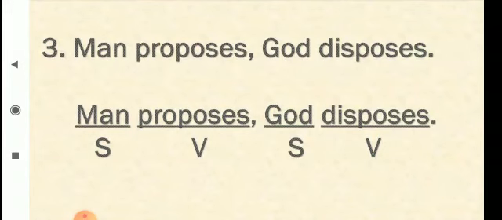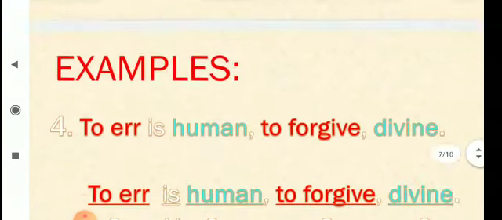And now we see the parallel grammatical structure. Man, subject, proposes, verb. The analysis of the first clause is subject, verb. And the clause analysis of the second clause: God, subject, disposes, verb. Subject, verb, subject, verb. Is that right? That's why it's a parallel grammatical structure, and we have used a parallel grammatical structure to emphasize two opposite ideas, and therefore it's an example of antithesis. Is that right? Now we take up the fourth example.